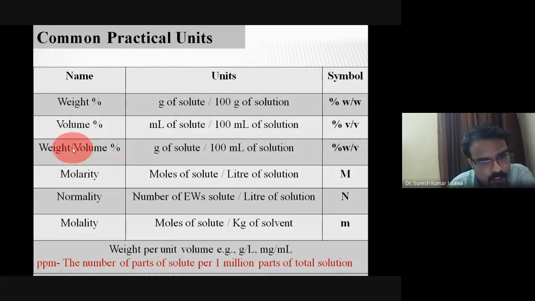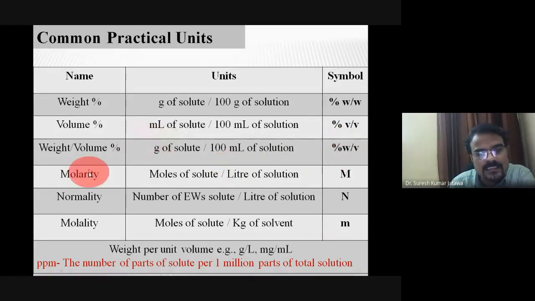And weight by volume percent: sometimes you dissolve grams of solute in 100 ml of solution. So this type of solution is known as percent weight by volume.